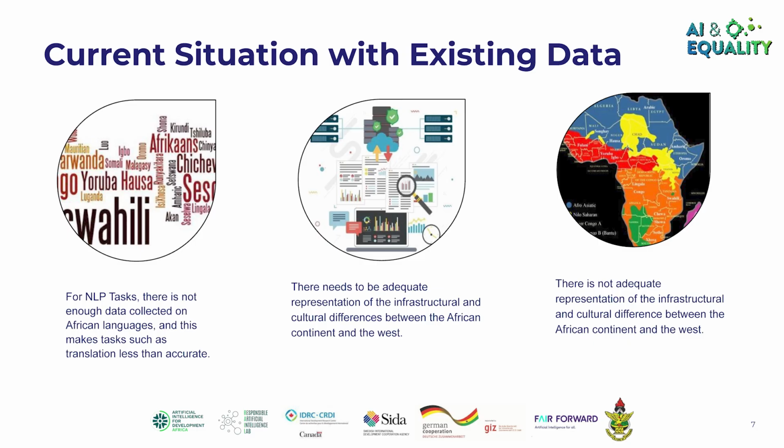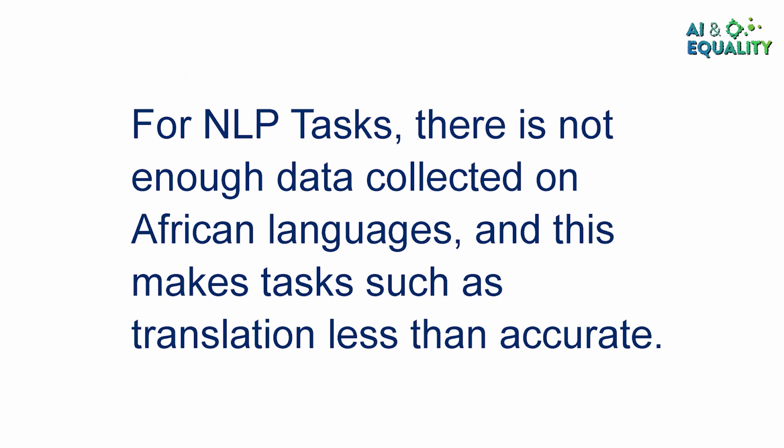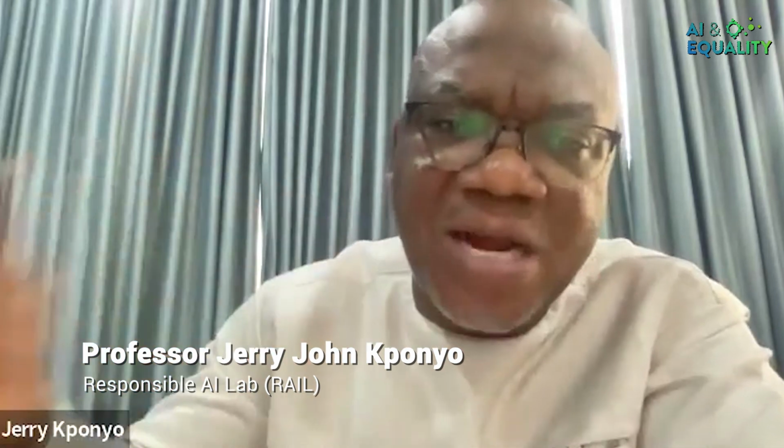What is the current situation as far as the data sets we have to work with is concerned? There is a key issue when it comes to natural language processing. For those of us who have used ChatGPT in recent times, when it comes to getting translation for languages like Spanish and the others, it is much, much easier, and you are able to get solutions that are almost accurate. But if you were to ask for translations into languages like Hausa, like Swahili, like Twi, like Akan, you will realize that the results you are going to be getting are very, very bad.